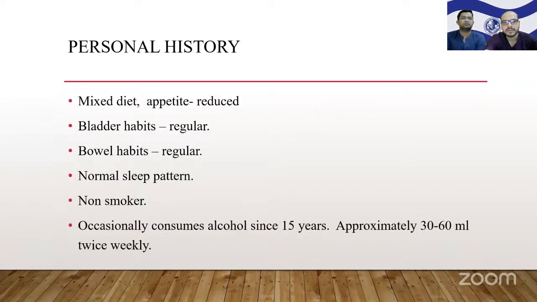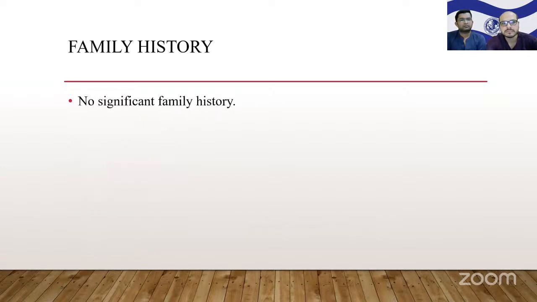Personal history, patient had a mixed diet, appetite was reduced, bladder habits were regular, bowel habits also regular, with the normal sleep pattern. Patient is a non-smoker, but occasionally consumes alcohol from past 15 years, approximately 30 to 60 ml twice weekly. Family history, there was no significant family history.